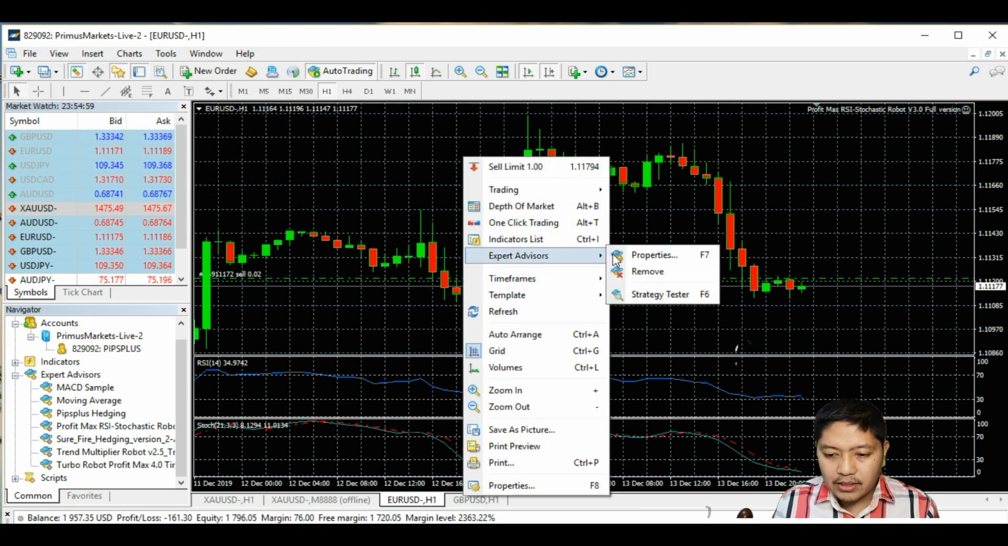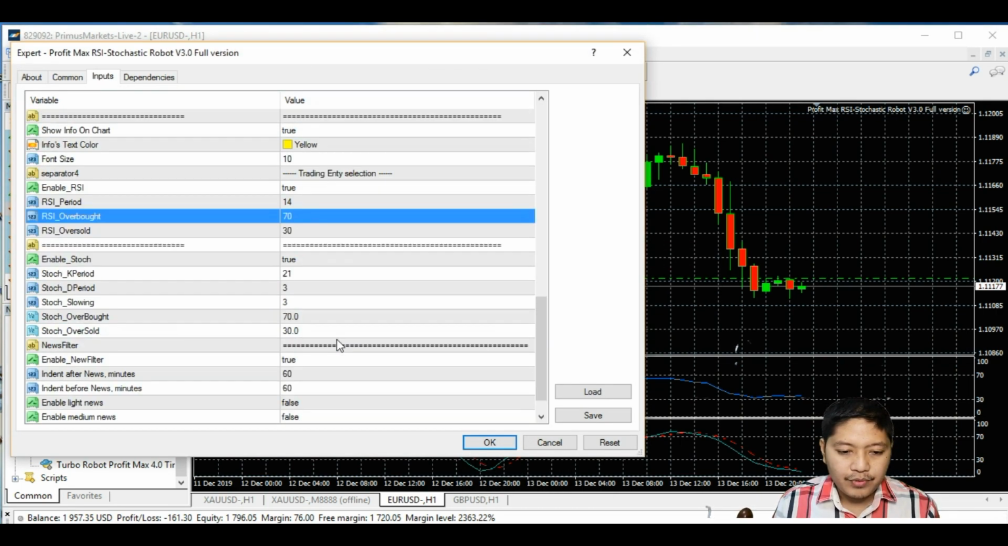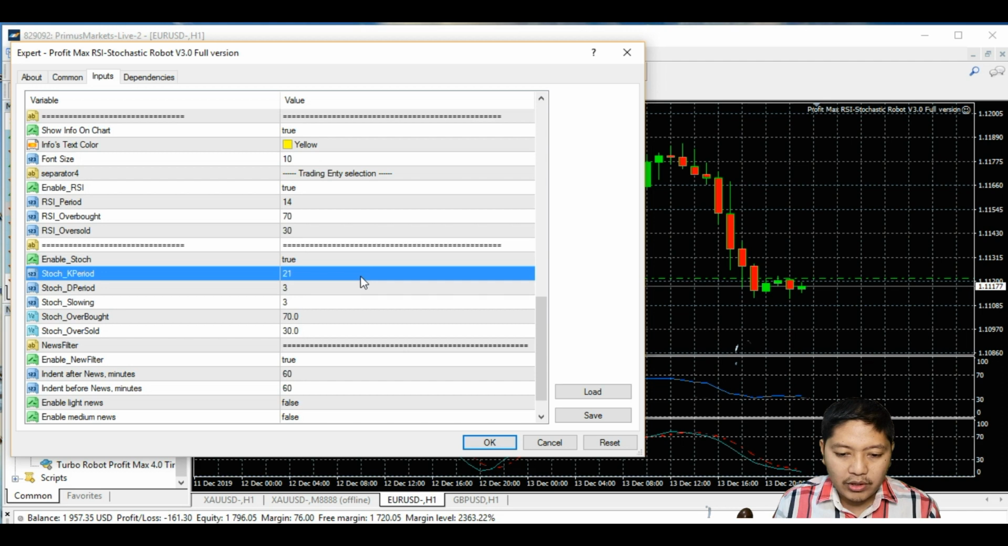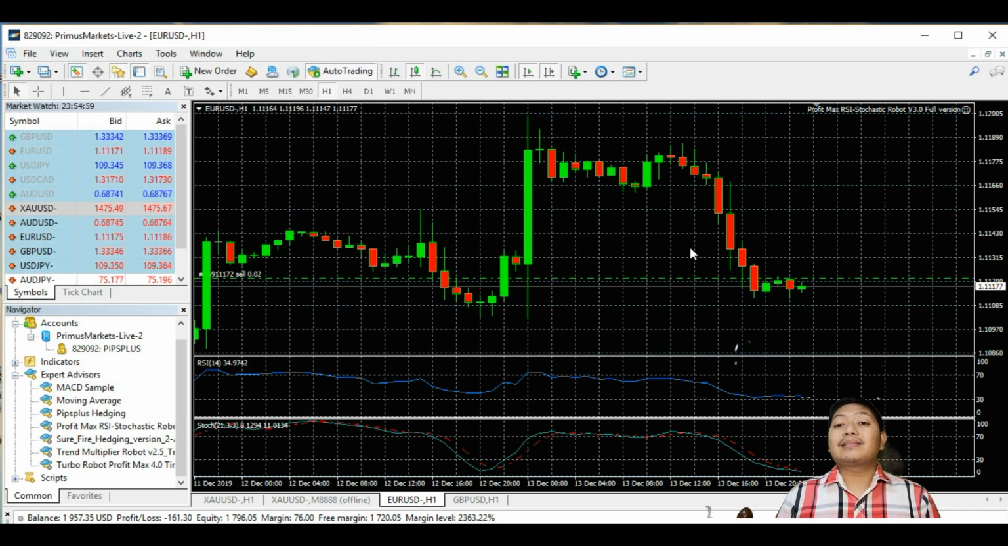You can use that over here. You go to these parameters here, and then you go down here. Stochastic 21, 3 and 3. Right, so that is your settings. So we will test that.